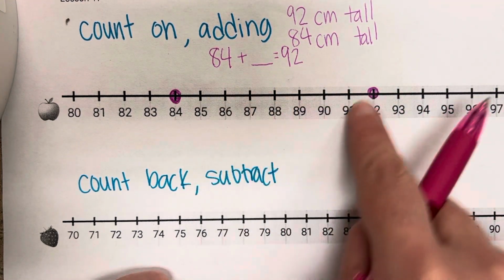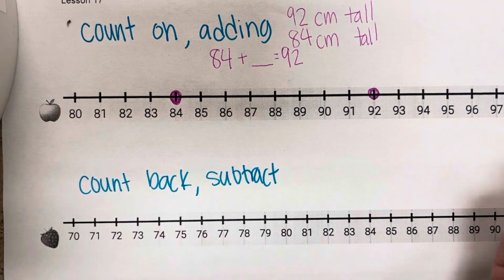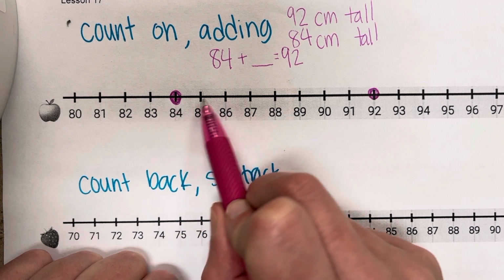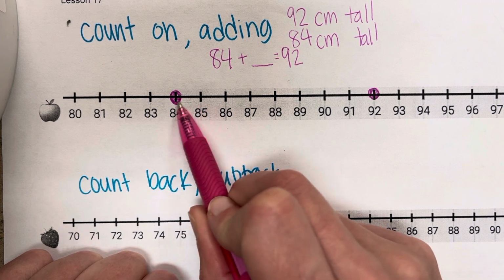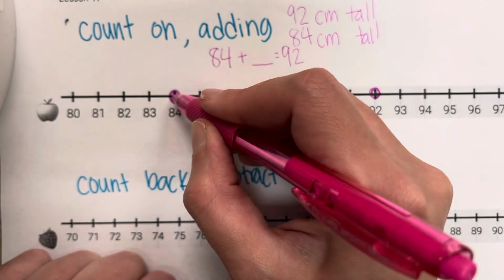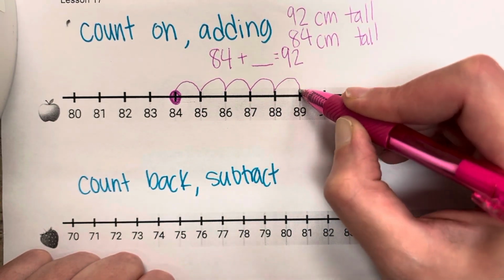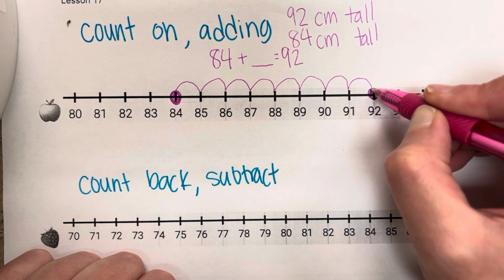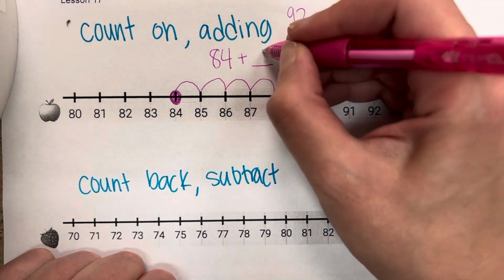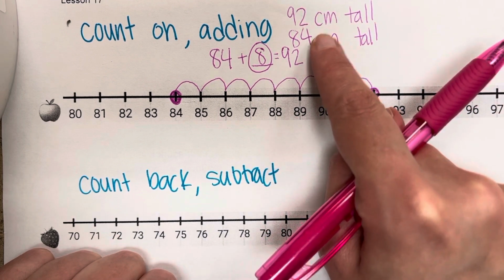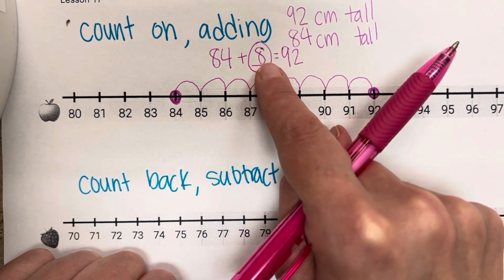And we can solve that by counting. Now, one mistake that students make is sometimes they count the tick marks. We do not count the tick marks. We count the spaces between the tick marks. So 1 space, 2 spaces, 3 spaces, 4 spaces, 5 spaces, 6 spaces, 7 spaces, 8 spaces. Our difference between 92 and 84 is 8 centimeters.